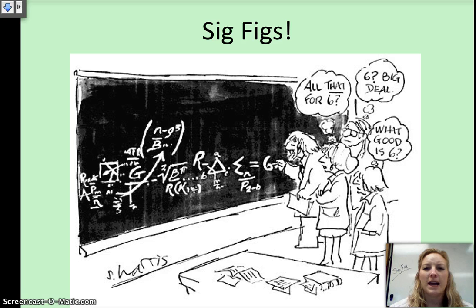We're going to talk a little bit today about some Sig Figs. That's short for significant figures. Now, all Sig Figs really are is a way to tell you how good your measurement really is.